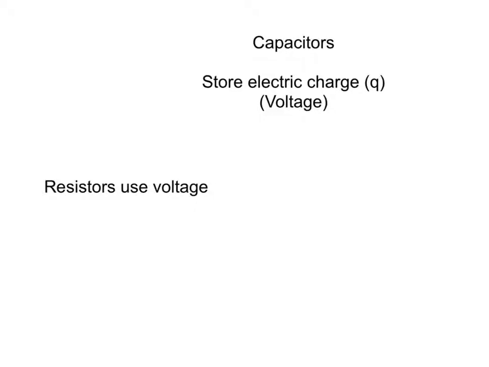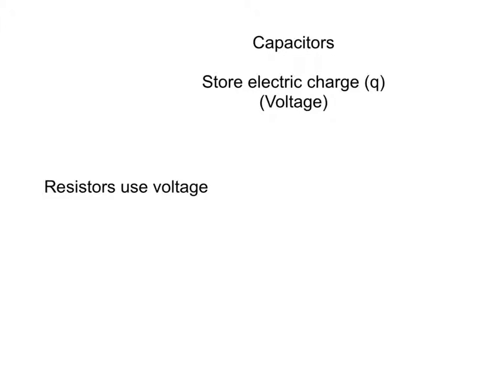Okay, now we're going to talk about capacitors. Capacitors are the opposite of resistors. Capacitors store electric charge. And if you're storing electric charge and you have a difference in electric charge, you're going to have a voltage. So capacitors create a potential difference.